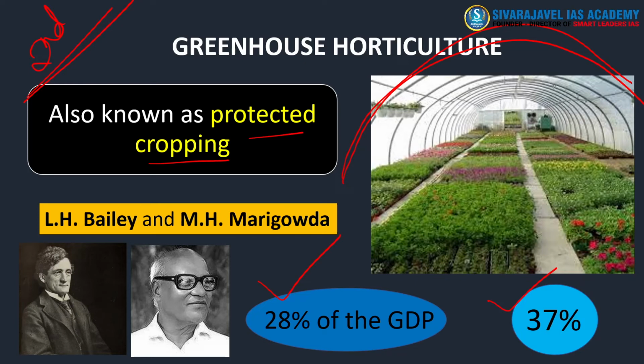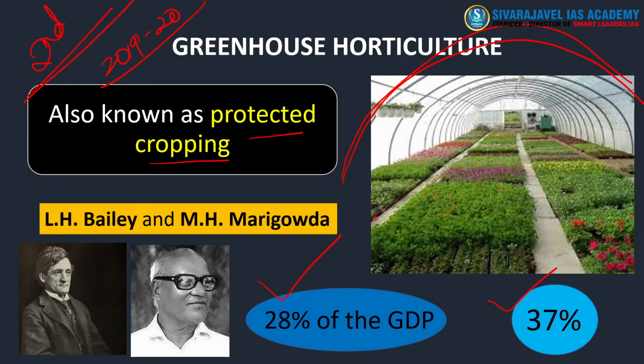Now, during the year 2019-20, the country recorded the highest ever horticulture production. So in the entire history of India, in the year 2019-20, we have seen the highest ever horticulture production, and it was 320.77 million tons. So the year is 2019-20. This could be asked. This is the year in which India saw the highest amount of horticulture.